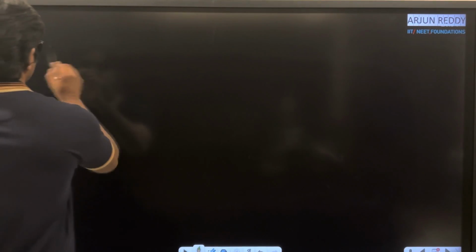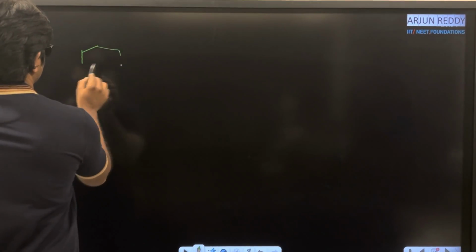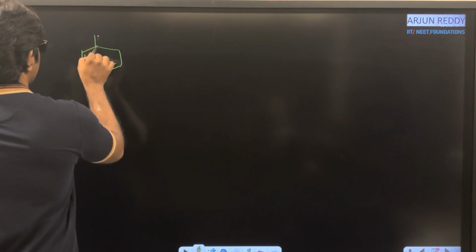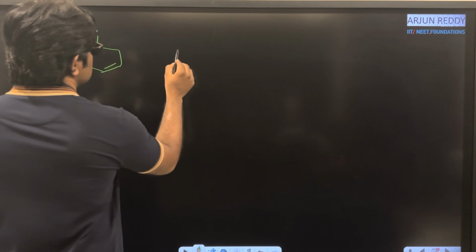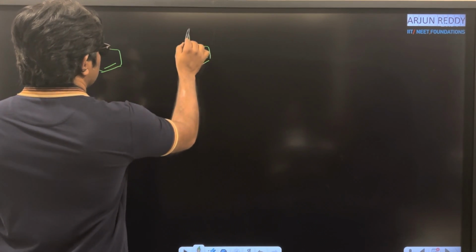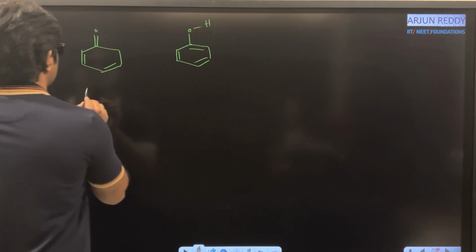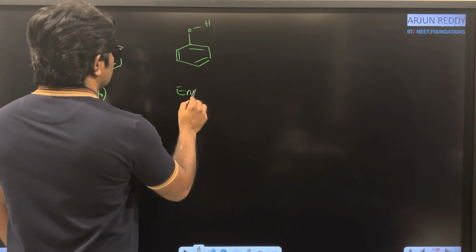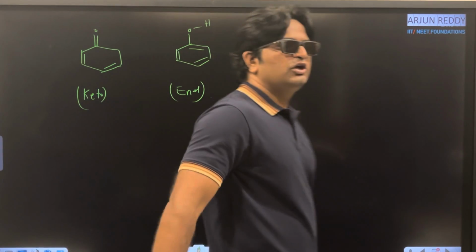Yes. Next example. This type of molecule is given, C double bond O. What is the enol form of this molecule? This is the enol form of the given molecule, OH. Now this is the keto form and this one is the enol form. Keto and enol form.